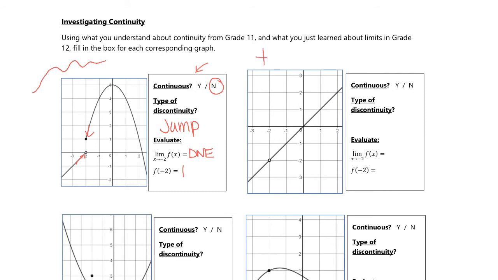Okay, for my second one over here, is this a continuous function? No, because I have a hole in the graph here. So this is a removable discontinuity. When I take a look at the limit as x approaches -2, because it approaches the same y value from the left and the right, we do have a limit here, and that limit is -2. And when I evaluate this function at -2, it does not exist.